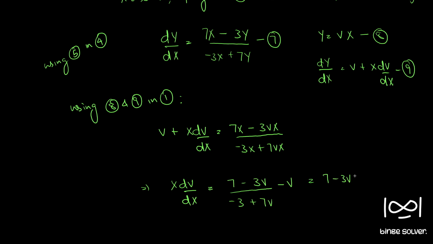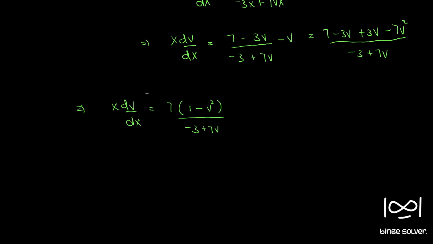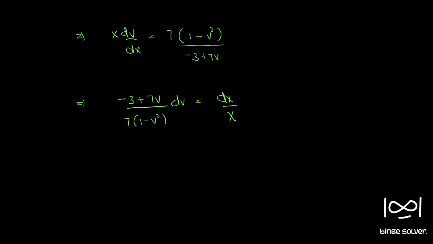So we have (7 - 3v + 3v - 7v²) by (-3 + 7v). Simplifying, we have x dv by dx is equal to, the 3v and 3v get cancelled, so we'll take 7 outside, 7(1 - v²) by (-3 + 7v). Now this is a form where we can use the method of separation of variables, bringing all the terms of v to one side and x to the other. We have (-3 + 7v) by 7(1 - v²) dv equal to dx by x.